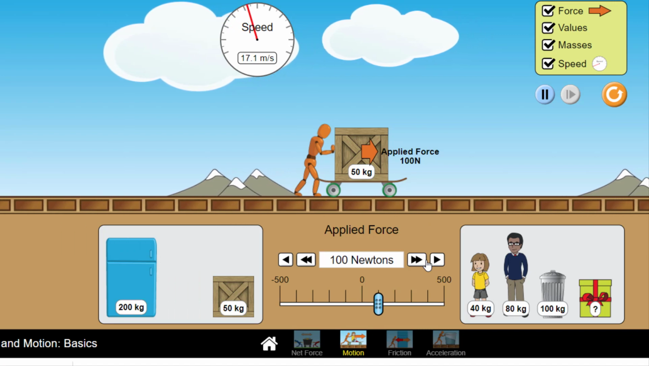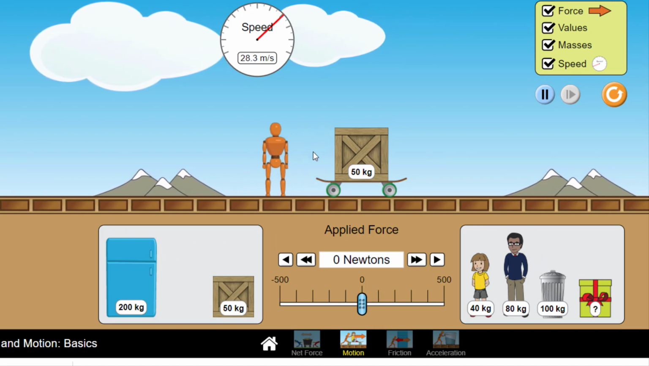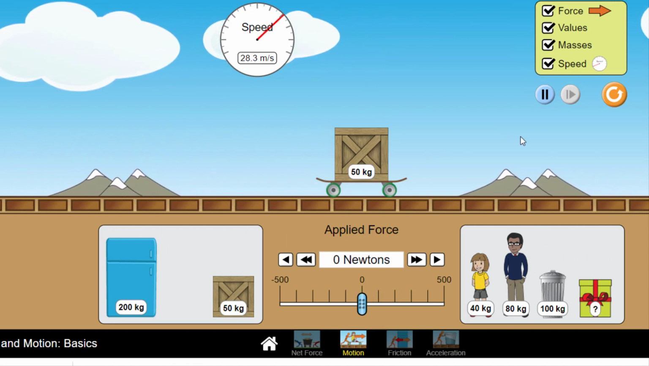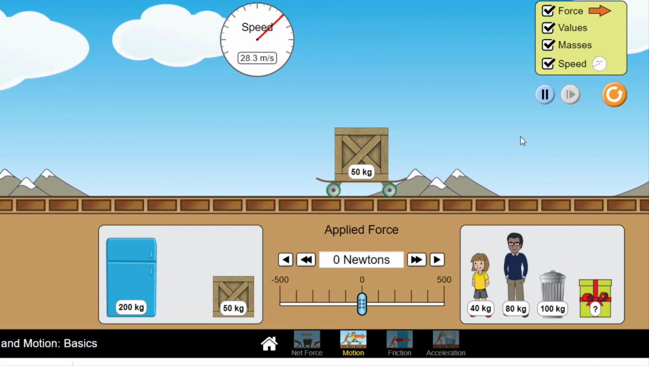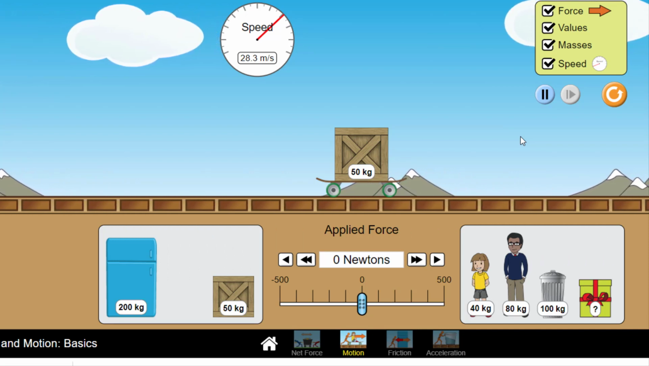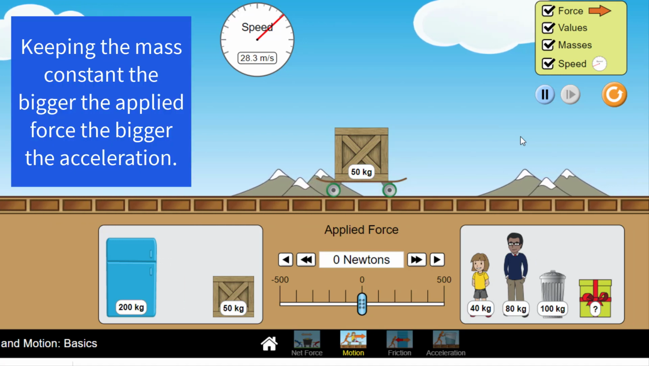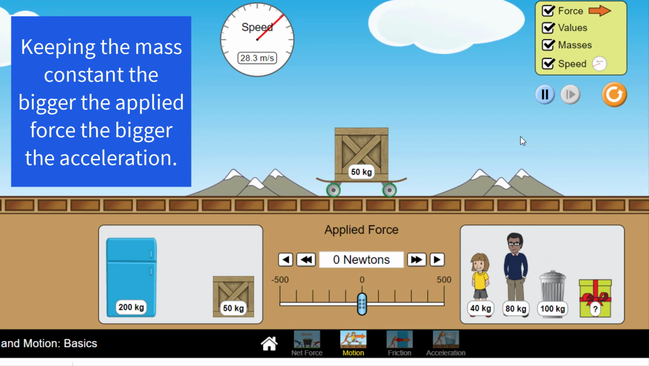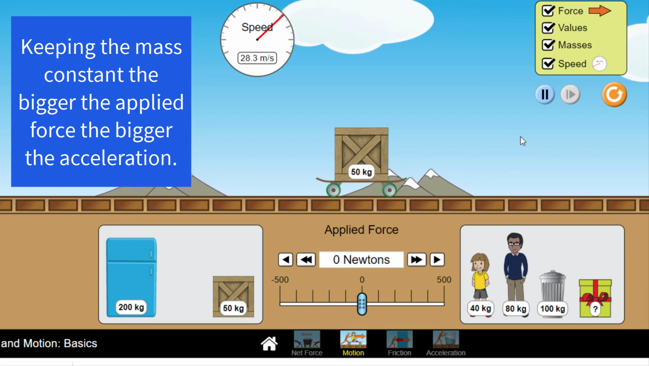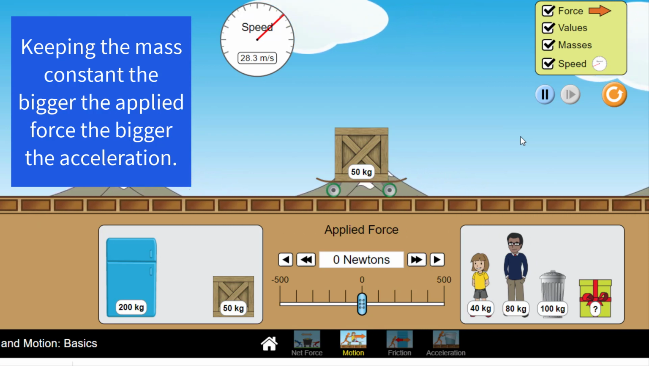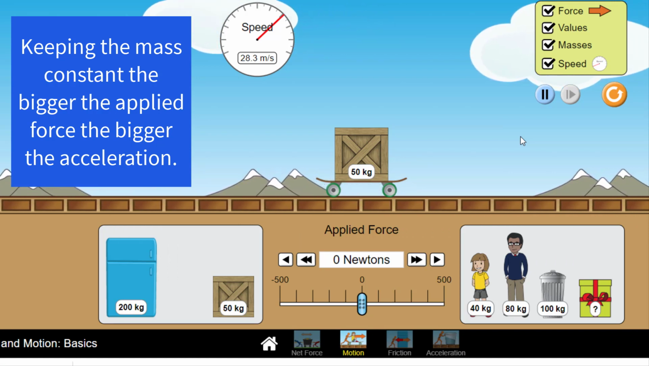So what we've learned from here is that the speed is increasing a lot more from that double force. Once the man stops pushing, you can see the speed remains constant. So once again, you don't need an unbalanced force to keep something moving. But what we have noticed is that if we increase the force applied to the wooden crate, keeping the mass the same, the increase in speed gets bigger. In other words, increasing the force applied to the crate will result in an increase in its acceleration. The bigger the force applied, the bigger the acceleration.